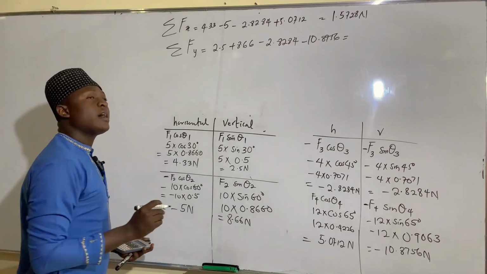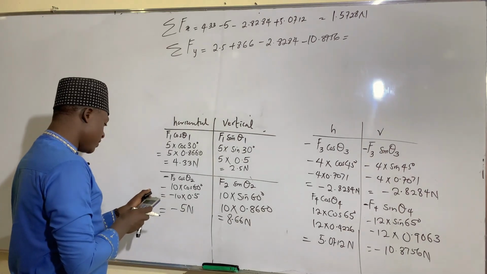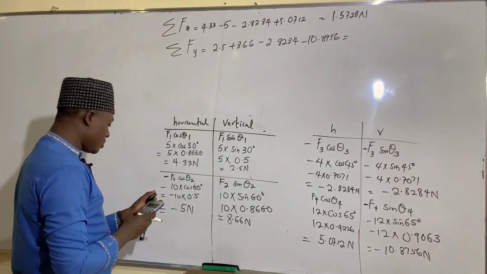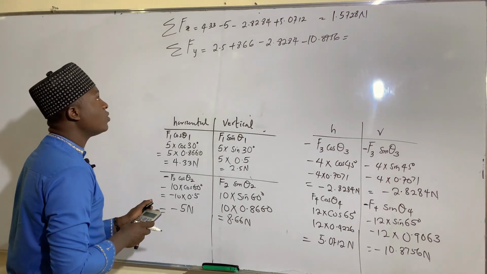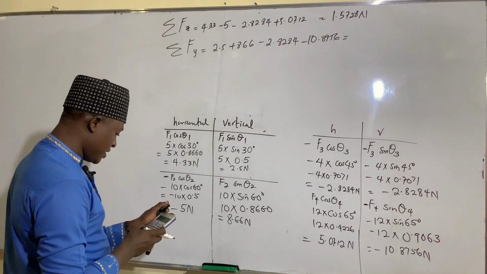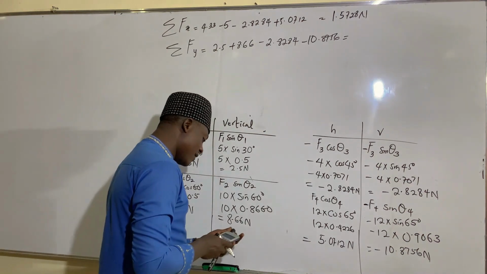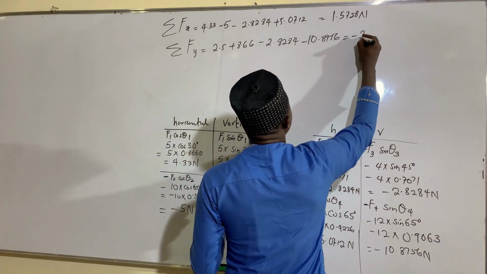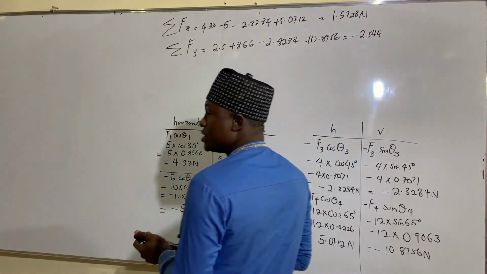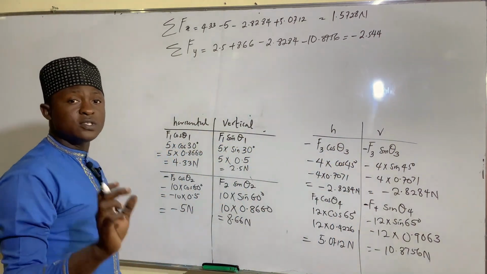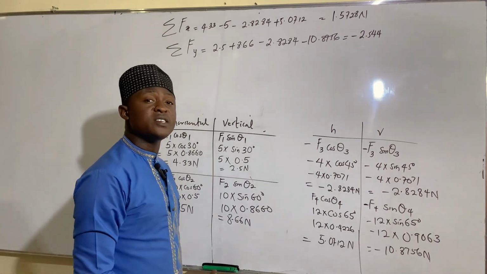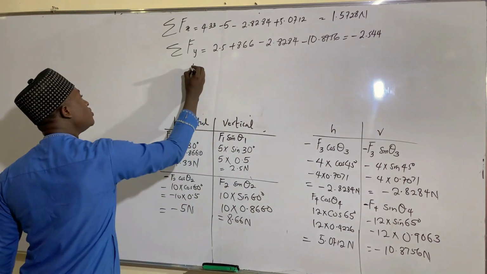For the vertical as well, we have 2.5 plus 8.66 minus 2.8284 minus 10.8756. What I have here in my calculator is minus 2.544. So now we have gotten the horizontal, and at the same time, we have gotten the vertical. So the next thing for me to do now is to find what? The resultant.